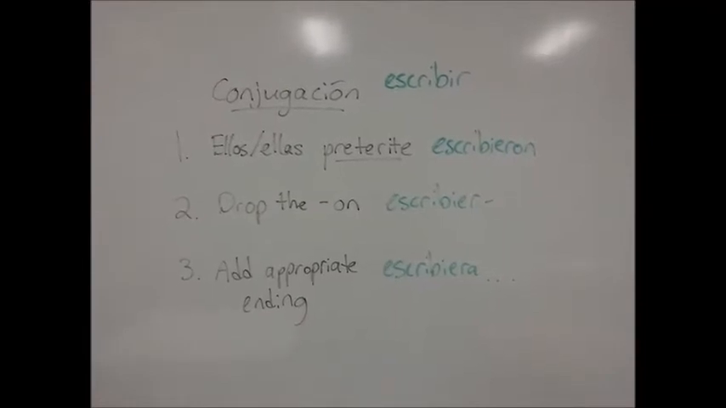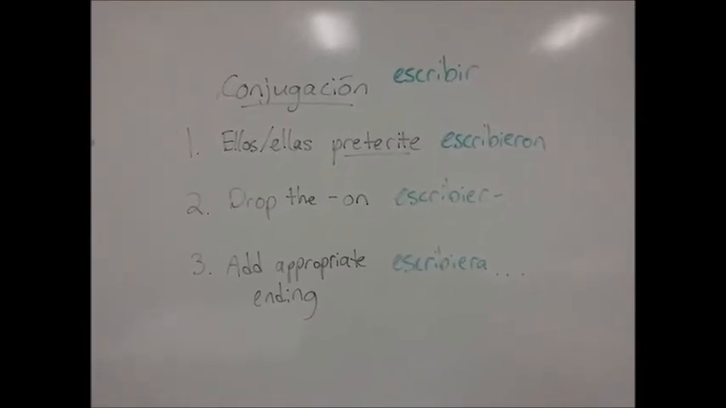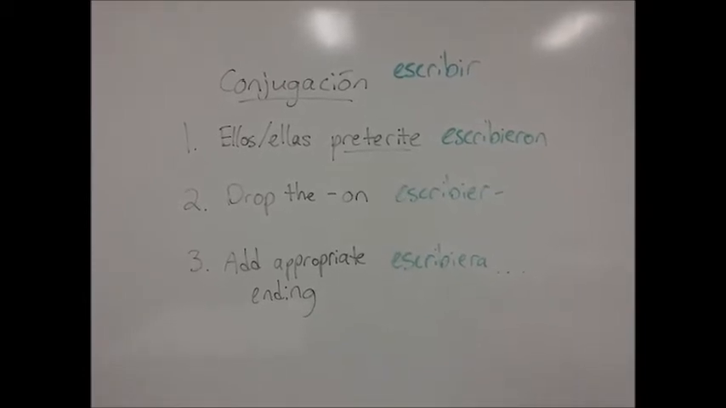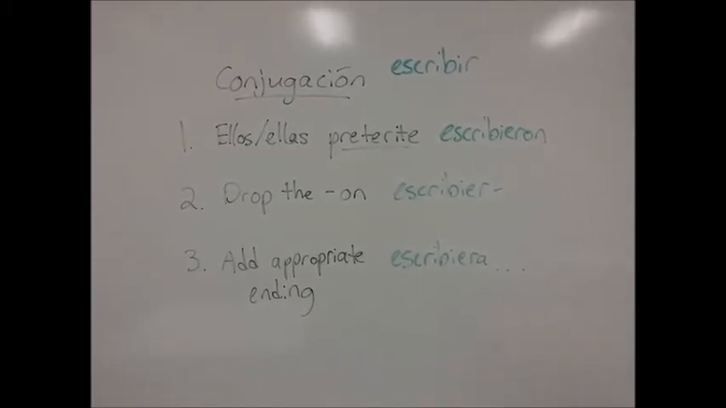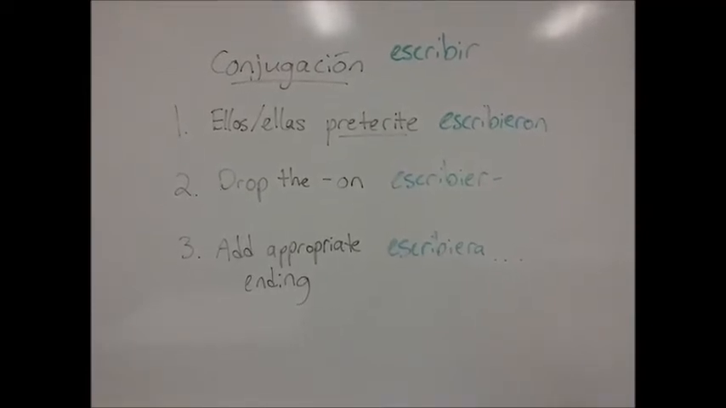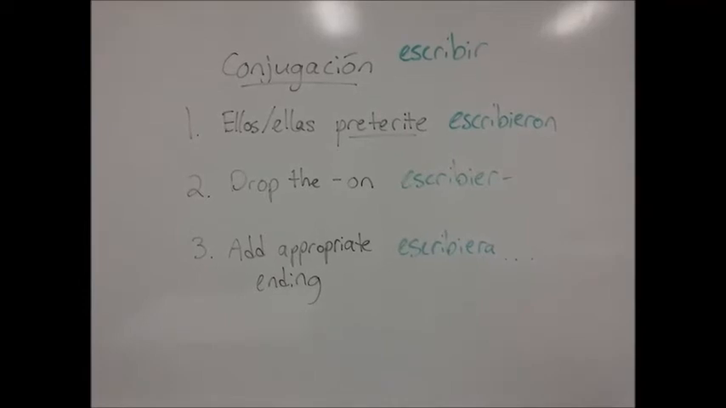Here's an example with the verb escribir. You start with the ellos, ellas, ustedes form in the preterite tense, which is escribieron. That's different from the infinitive. You drop the -on to get escribier, and then you add the appropriate ending.